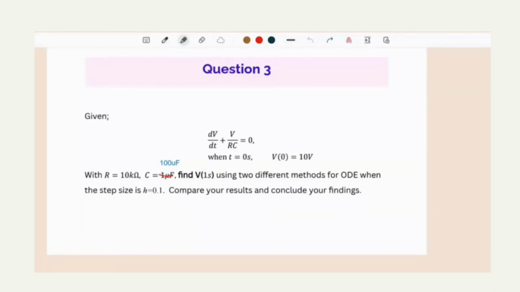Question 3. Given dV over dt plus V over RC equal to 0. When t equals 0 second, V is 10 volt. With R equal to 10 kilohm, C equal to 100 microfarad, find V when t equals 1 second using two different methods for ODE when the step size is 0.1. Compare your results and conclude your findings.